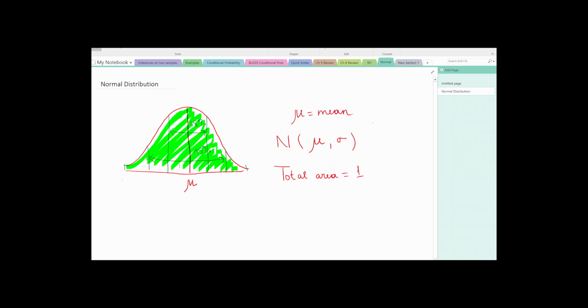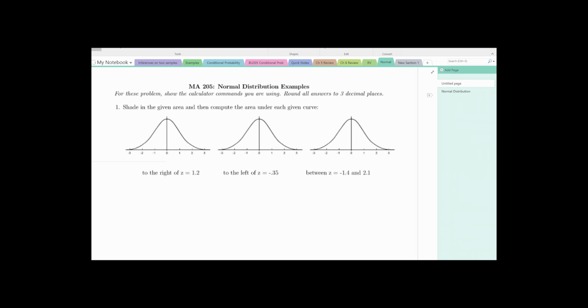Okay, so now let's go ahead and take a look at some examples and see how we need to use Excel to compute probabilities. All right, we have the following setup here. We have some questions that ask us to shade the area and then compute the area under each curve. Okay, and we're going to use Excel for this. And let's go ahead and start with the one in the middle.